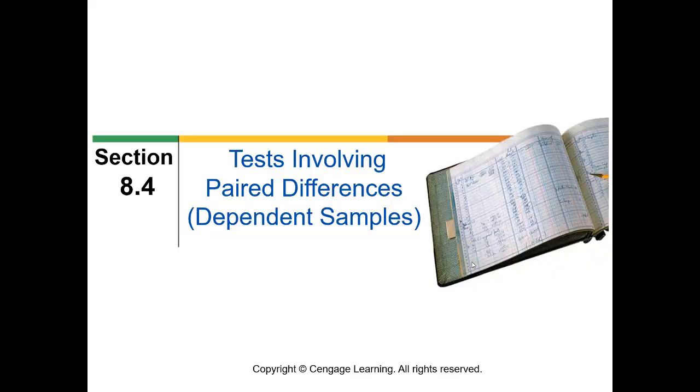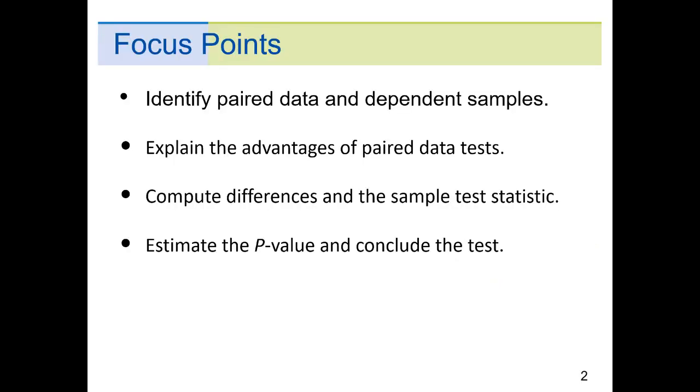Previously, we talked about tests where samples were independent from each other, mostly. Here, we're going to look at tests involving paired differences. These are dependent samples. An example of a dependent sample might be if you were a teacher and you're comparing your class's pre-test scores and post-test scores, and seeing if the difference in pre and post-test scores was a significant difference or not.